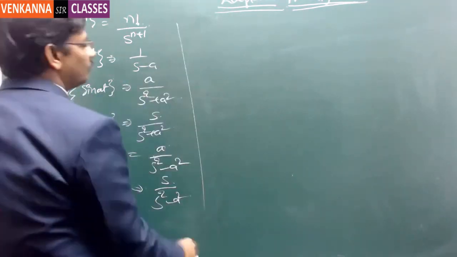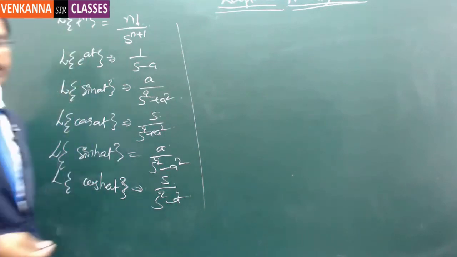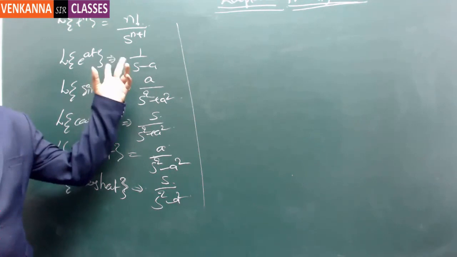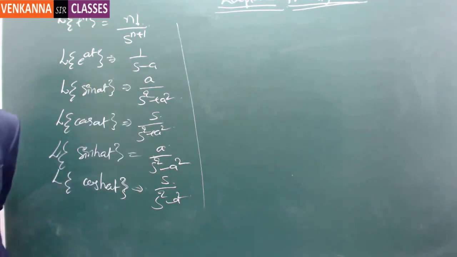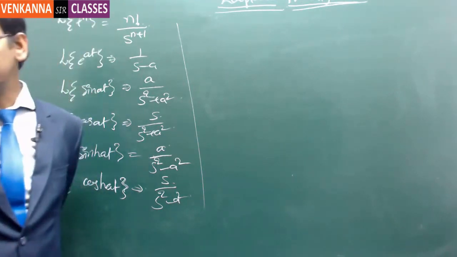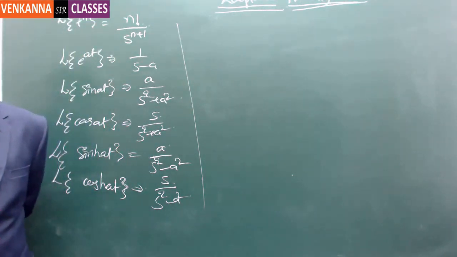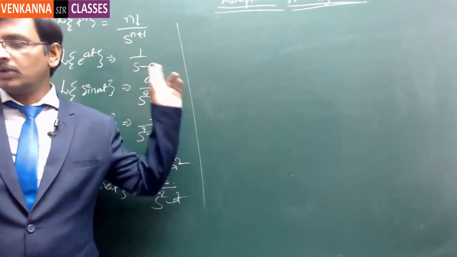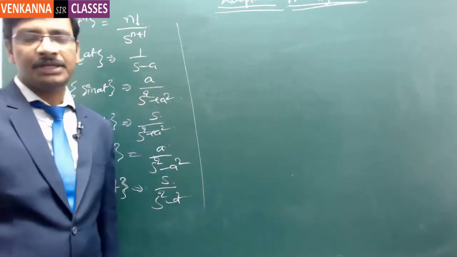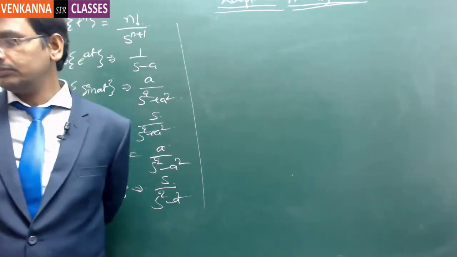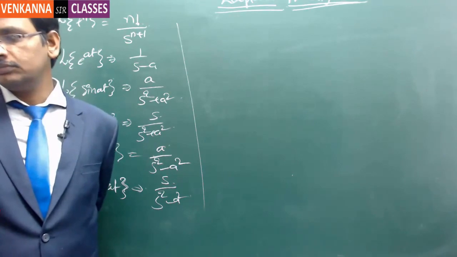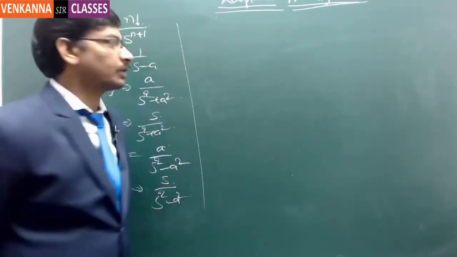Now actually, can you prove what is the Laplace transform of e power a t? Prove this. This is one of the important properties which we call the first shifting property. First you find out what is the Laplace transform of e power a t. Hope you should be able to do that. This is simple integration. So let me find it.